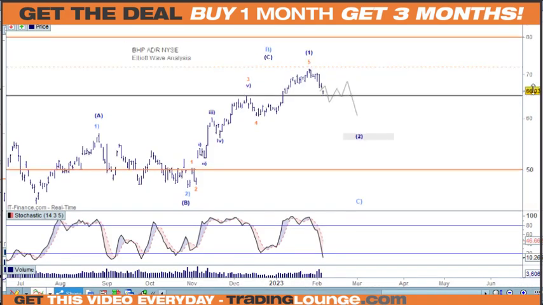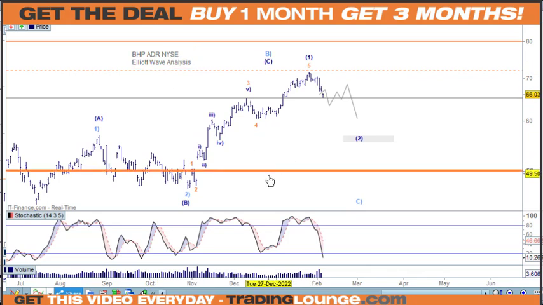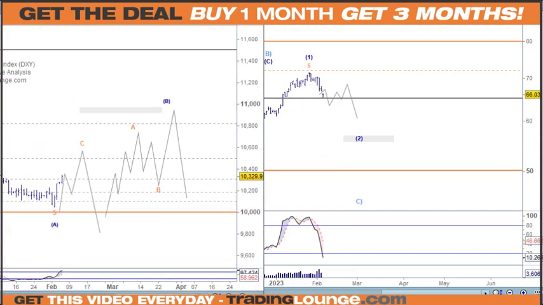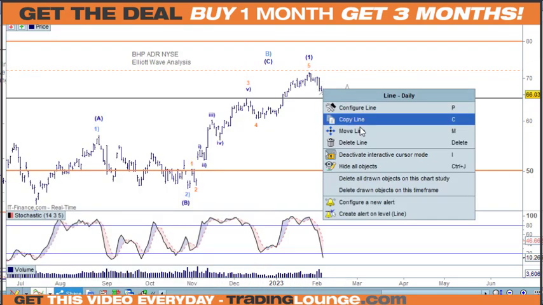This is US BHP here, the ADR, the depository note. So in this case, when we look at the US dollar, for example, just coming back over here, this little move up here is 5 waves moving up, right? That can be this first 5 waves moving down here. If I just remove that a bit.